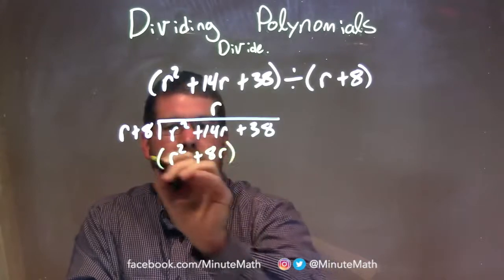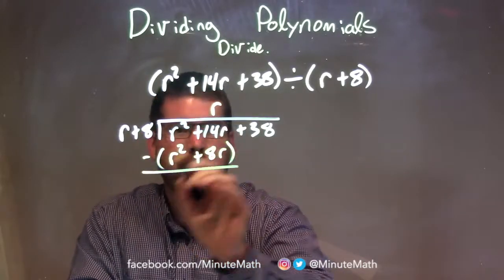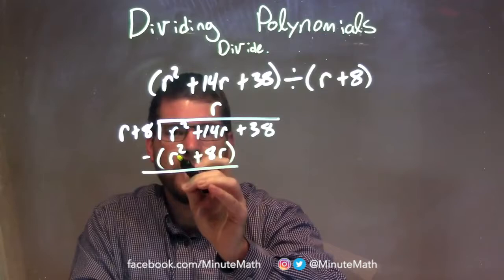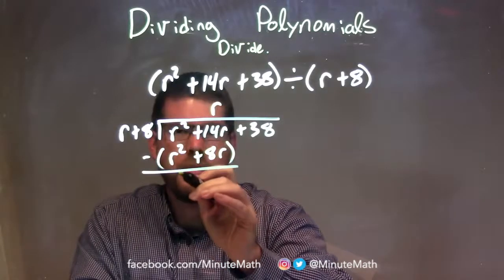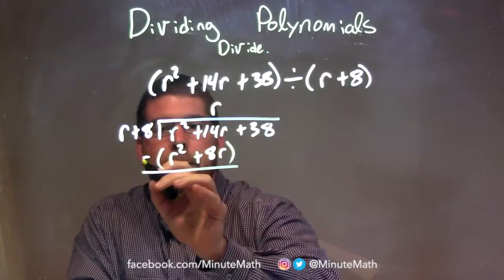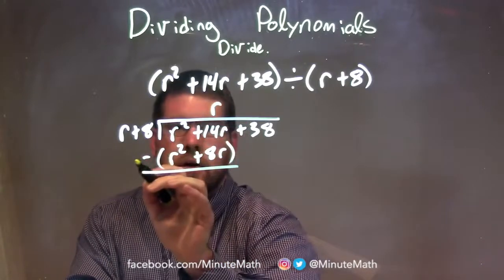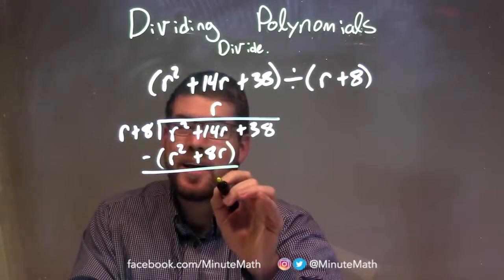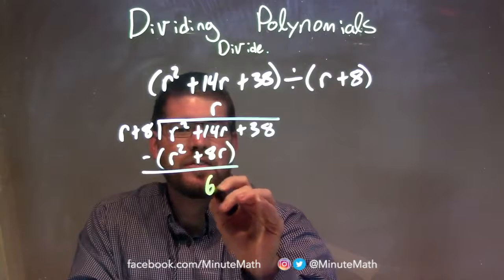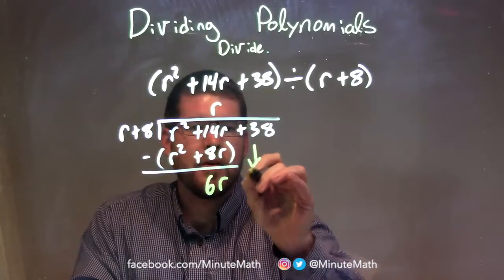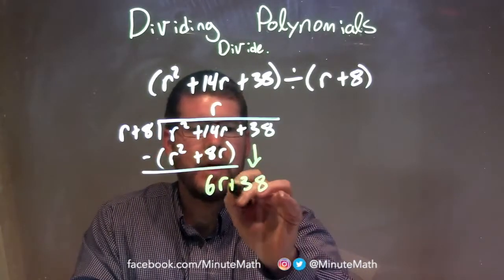So now we need to subtract this from what's above it. Make sure you put parentheses there, subtract everything. R squared minus r squared is just 0. Great, that's what should happen. And 14r minus 8r comes out to be a positive 6r. We bring down the 38. We add it right there.